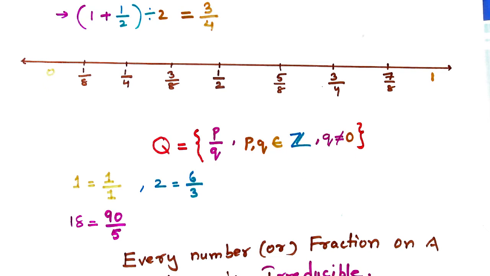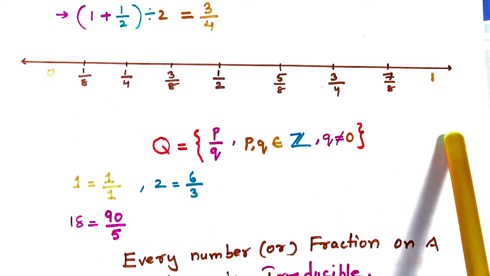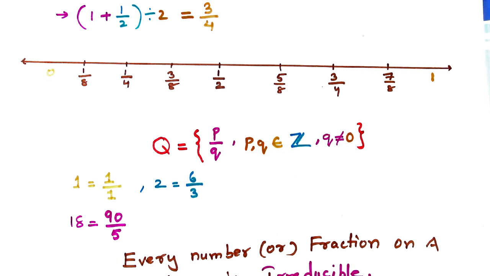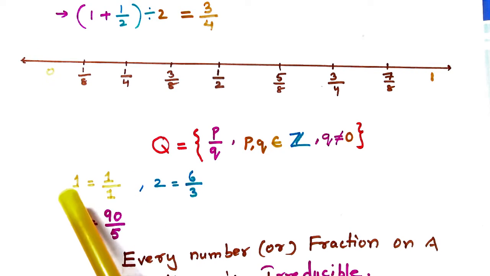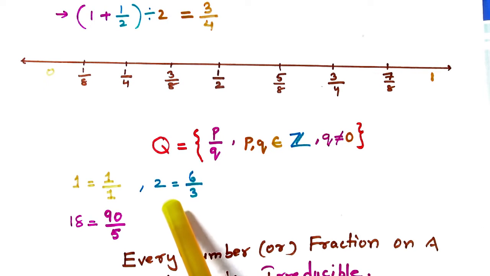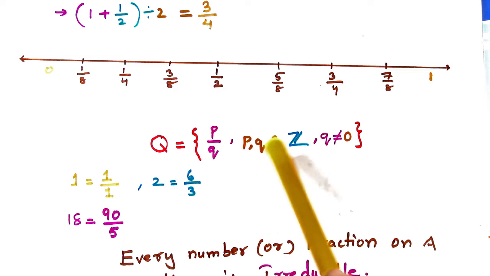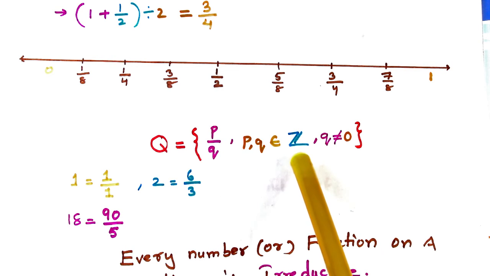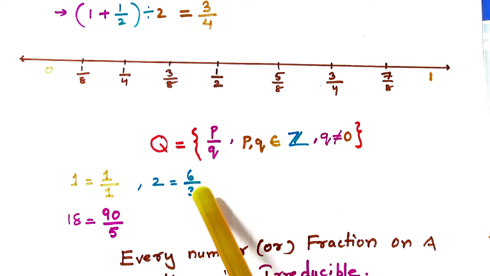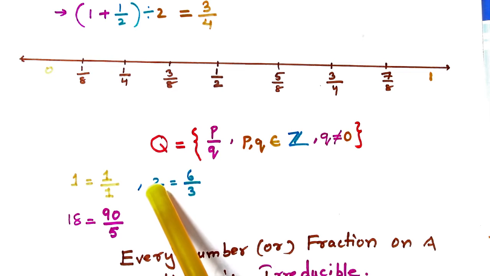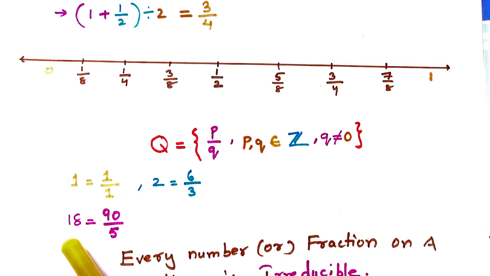Now we have all the numbers on the number line in the form of p by q. For example, 1 can be written as 1 by 1, and if we reduce it down, we get 1. We can do it similarly with 2, that is 2 is equal to 6 by 3, where 6 belongs to integers and 3 also belongs to integers. When we reduce it down, we get 2. And we can do this similarly to all the integers.